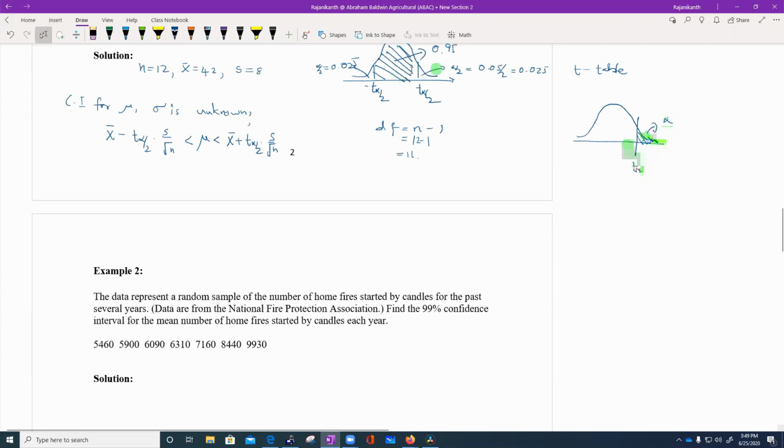Now if you compare these two pictures, I could find out T alpha over 2 if I know the right side area to that T alpha over 2. Yes, I know the right side area of T alpha over 2 is this region, which is alpha over 2, that is 0.025. Therefore you have to look for 0.025 with degrees of freedom 11.